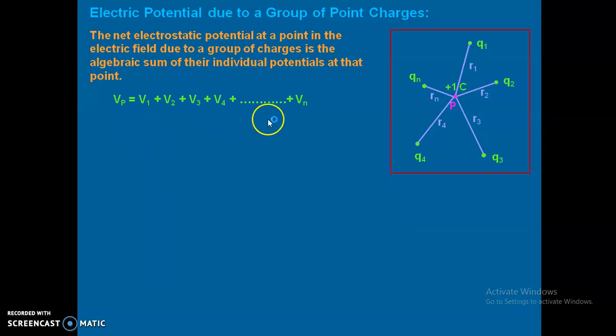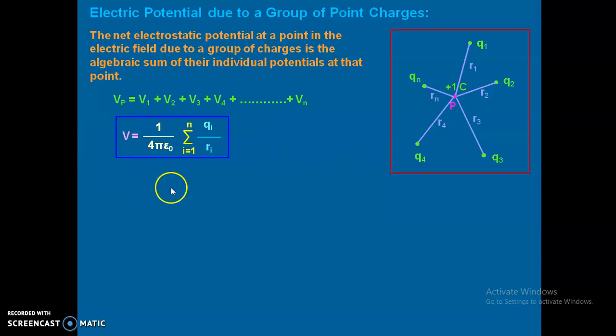So how can we take an algebraic sum? We know that the electric potential is a scalar quantity. That's why we have represented it as an algebraic sum, not a vector sum. Okay. So therefore we can write V is equal to 1 upon 4 pi epsilon naught sigma Qi upon Ri, where i goes from 1 to n. In elaborated form, 1 upon 4 pi epsilon naught Q1 by R1 plus 1 upon 4 pi epsilon naught Q2 by R2 plus 1 upon 4 pi epsilon naught Q3 by R3 and so on, up to 1 upon 4 pi epsilon naught Qn by Rn.